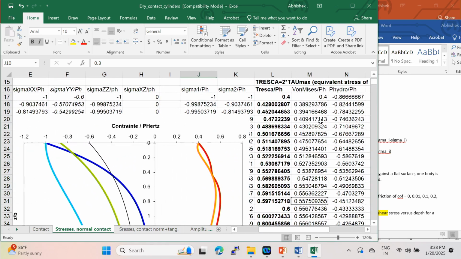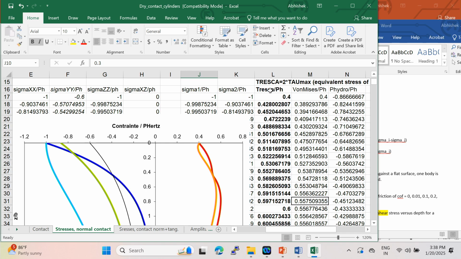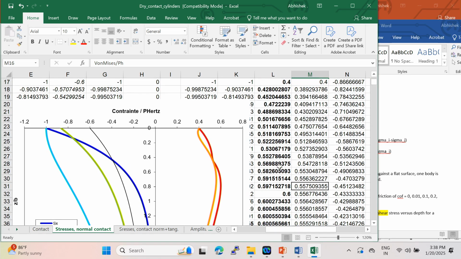Tresca is this one, and von Mises this one. Then you can see that the maximum for the Tresca shear stress is 0.6 times the pressure, and because Tresca stress is double the shear stress, you find 0.3. We find the same solution, and the depth at which we get the solution.